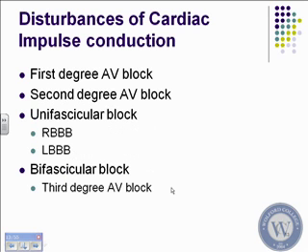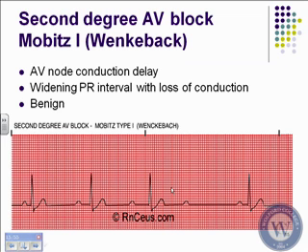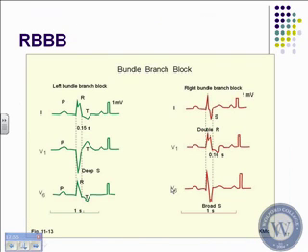Now, the things that you're going to see are first degree, second degree, or unifascicular blocks, or bifascicular blocks, and complete heart blocks, such as third degree AV block. You have to be able to diagnose these for the test, which I'm holding you to. It's not going to change when you get to clinical. Know the difference between Wenckebach, Mobitz 1, and Mobitz 2. Right bundle branch block, you're expected to diagnose, versus left.